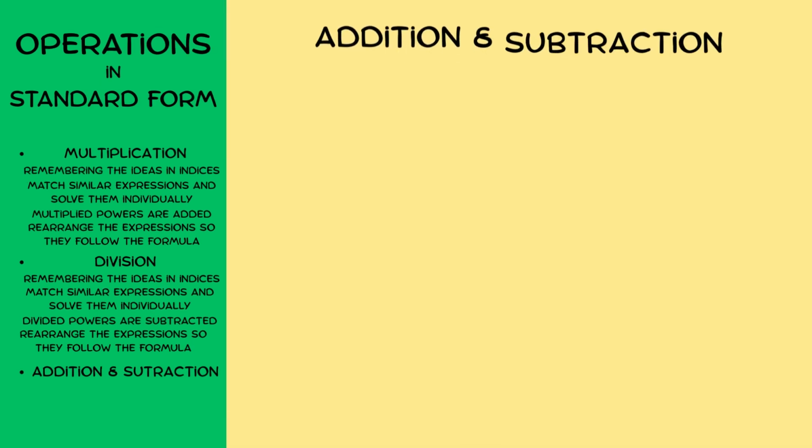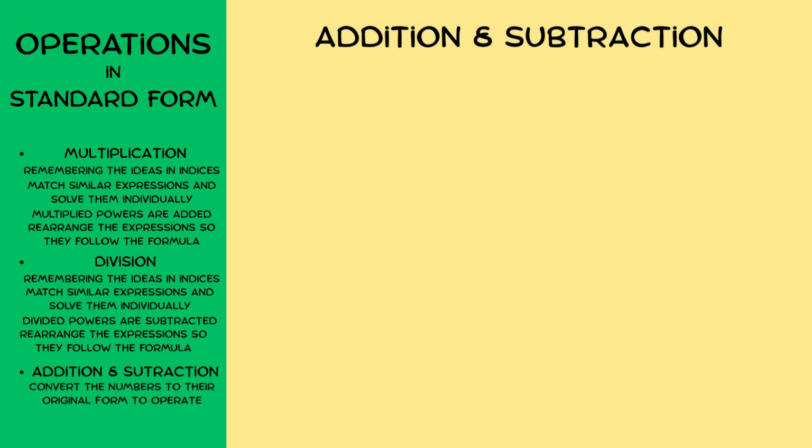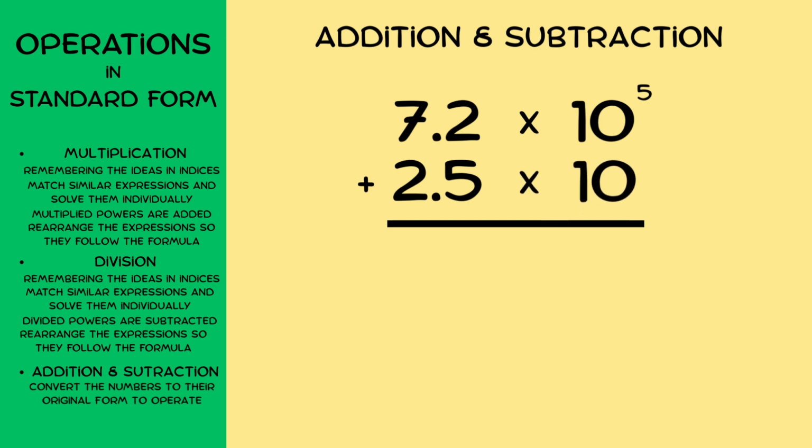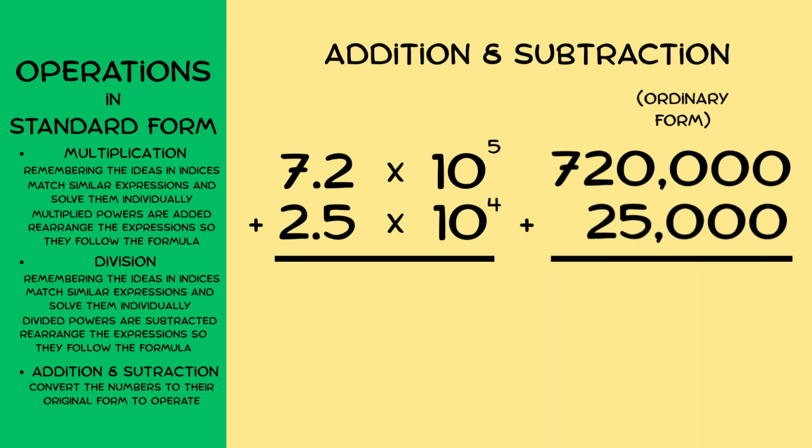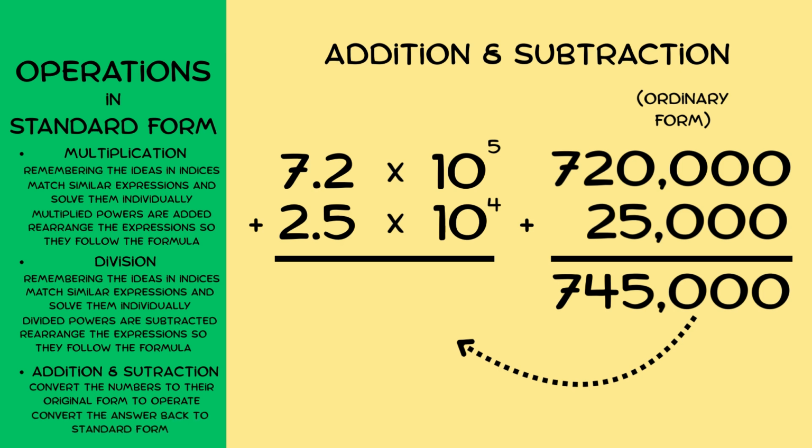In terms of addition and subtraction of standard form, it's much safer to first convert the numbers back to their ordinary state before operating on them. For example, if we wanted to add 7.2 times 10 to the 5 and 2.5 times 10 to the 4, it would be best to convert them to ordinary form, which would be 720,000 plus 25,000. Once added, the final answer would be 745,000, which when converted to standard form would be 7.45 times 10 to the 5.